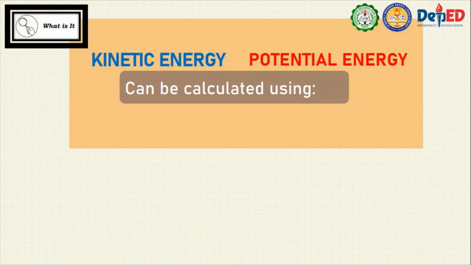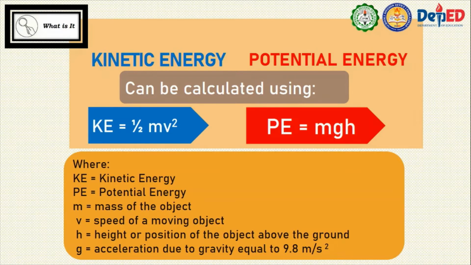The kinetic energy and potential energy can be calculated using the following formulas. Kinetic energy is equal to 1/2 mv squared. Potential energy is equal to mgh, wherein m is the mass of the object, v is the speed of a moving object, h is the height or position of the object above the ground, and g is the acceleration due to gravity on Earth, which is equal to 9.8 meter per second squared, and this is constant.